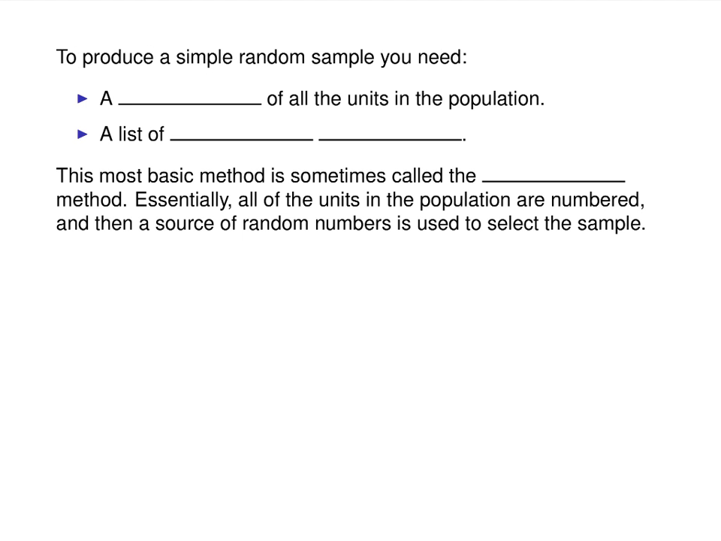The simplest thing, so to produce the most basic simple random sample, the first thing you need is a list of all the units or things in the population. So if my population was this class, I would need a list of all your names, and then I would randomly pick out like 10 of you, for example. If my population was UAF, I'd need a random list of all students at UAF, and I'd pick a random sample from that list. And then another thing you can also have is a list of random numbers.